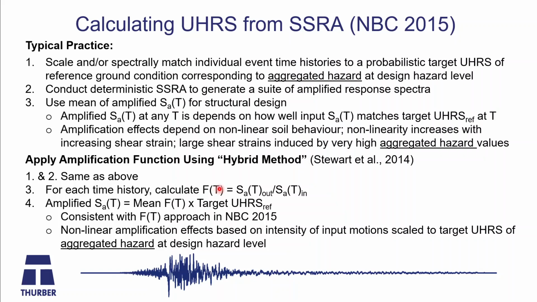And then in this hybrid method, what you would do is take that mean f of t for the whole suite and multiply that by the UHRS of your target spectrum that you used for scaling your motions in the first place, your input motions, right? And that will give you the amplified UHRS, okay?